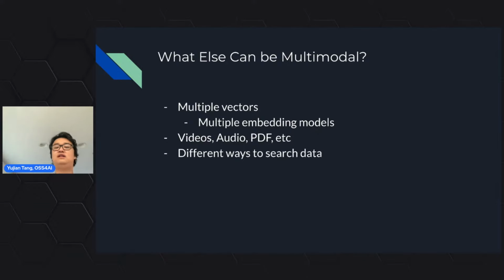Like I was saying earlier, video, audio, PDF, tables, CSVs even, really different ways, different data types. And then the other thing is we might be thinking about different ways to search data. I kind of mentioned this before with the sparse vectors and stuff like that. But these are all things that can count as multimodal.